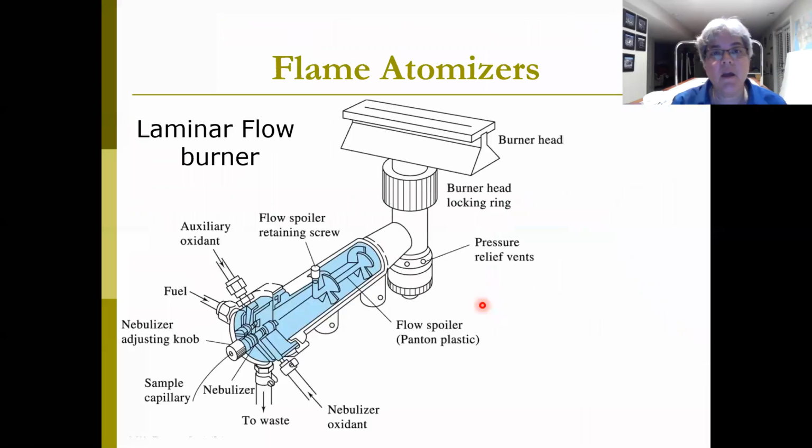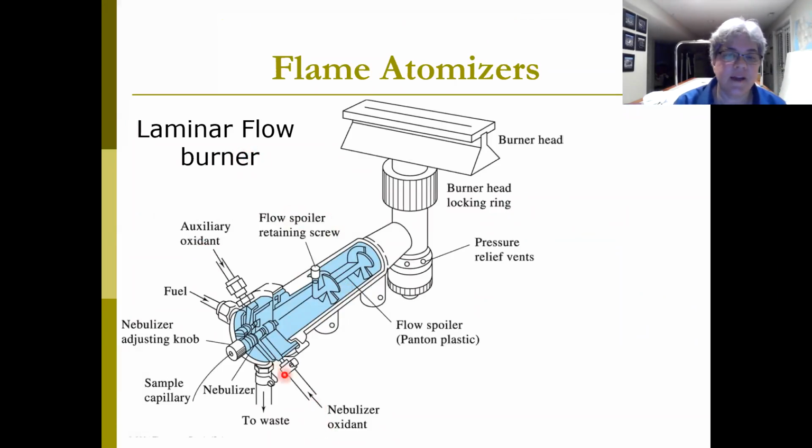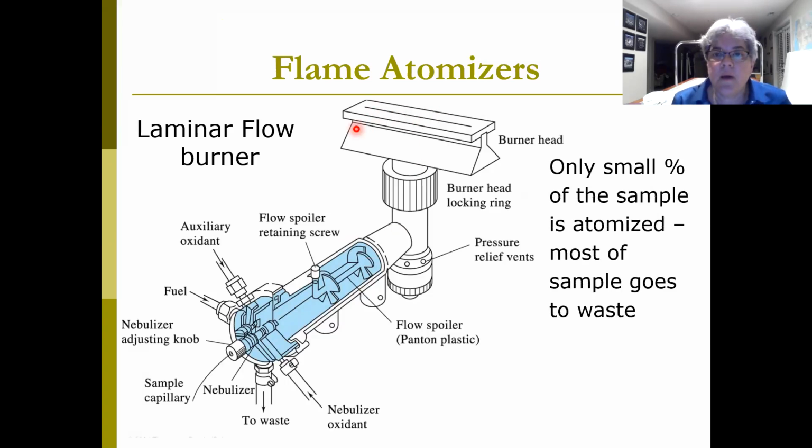Now, the most common flame uses something called a laminar flow burner. And it looks like this. So notice the oxidant comes in, the fuel comes in, and your sample comes in, and they all get mixed. Then they go up, and these things are to get rid of the biggest particles. But then that mixture comes up here where it burns. Now, these flames are pretty inefficient. Actually, less than 5% of your sample gets up here. Most of the sample comes out through the waste. So only a small amount of sample goes through the flame.